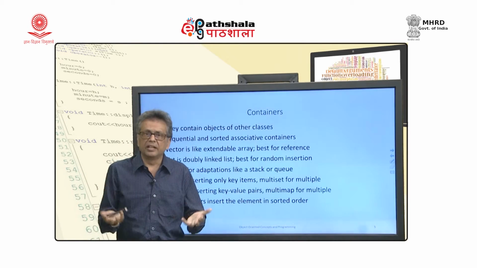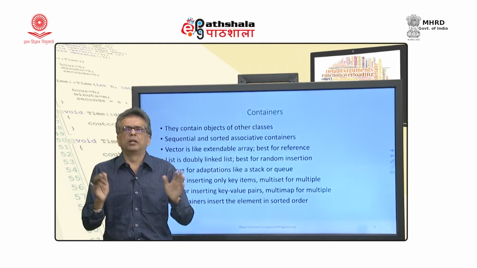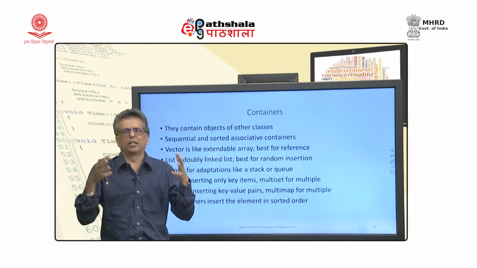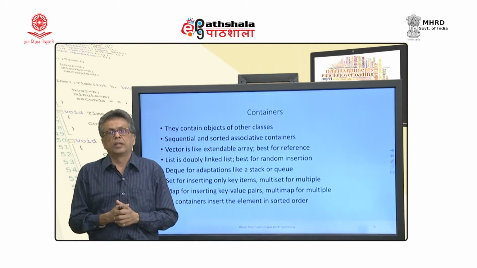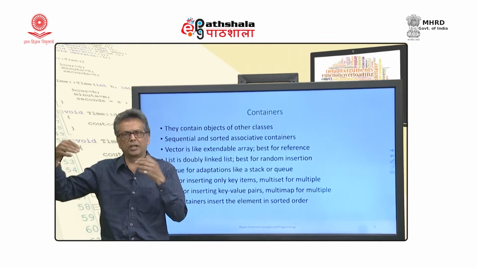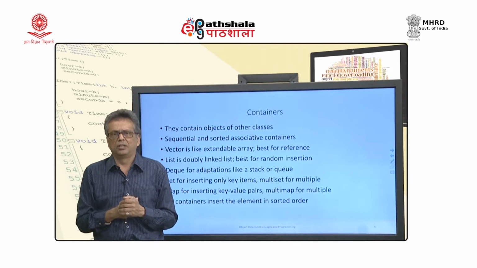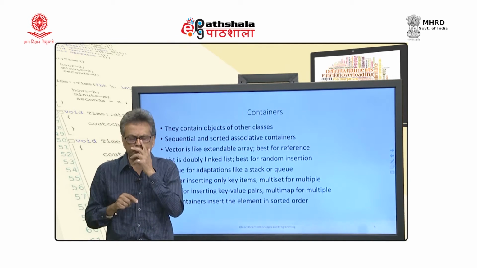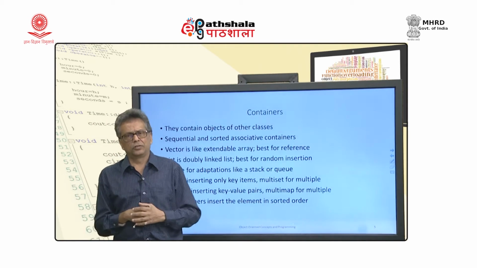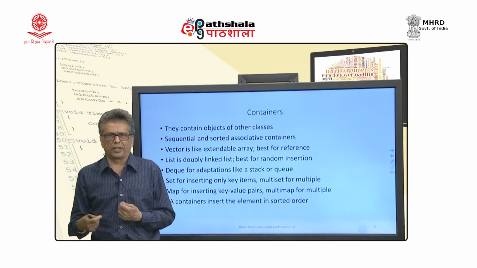The other one is list, which we are going to look at. List also is a very simple data structure. List is basically a doubly linked list. If you have a bit of knowledge of data structures, you know there is a doubly linked list which contains two links, one to the next element, one to the previous element. So, you can move in both directions. List is implemented internally as a doubly linked list.